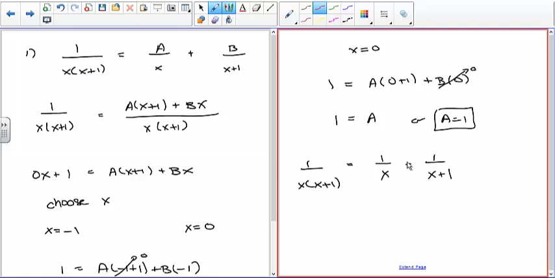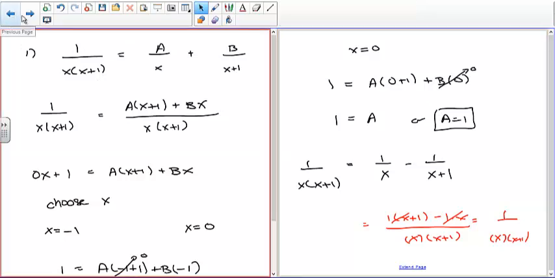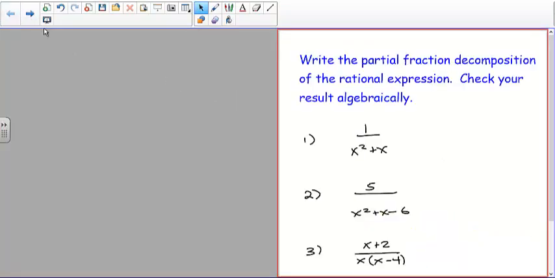And you can check these things. With a and b plugged in there, you combine the two. So you'd have 1 times x plus 1 minus 1 times x, all divided by x times x plus 1. And you'll see the x's cancel out. We're just left with 1 over x times x plus 1, which is what we started with right here. So we won't do that for all of them, we'll just do it for that one.